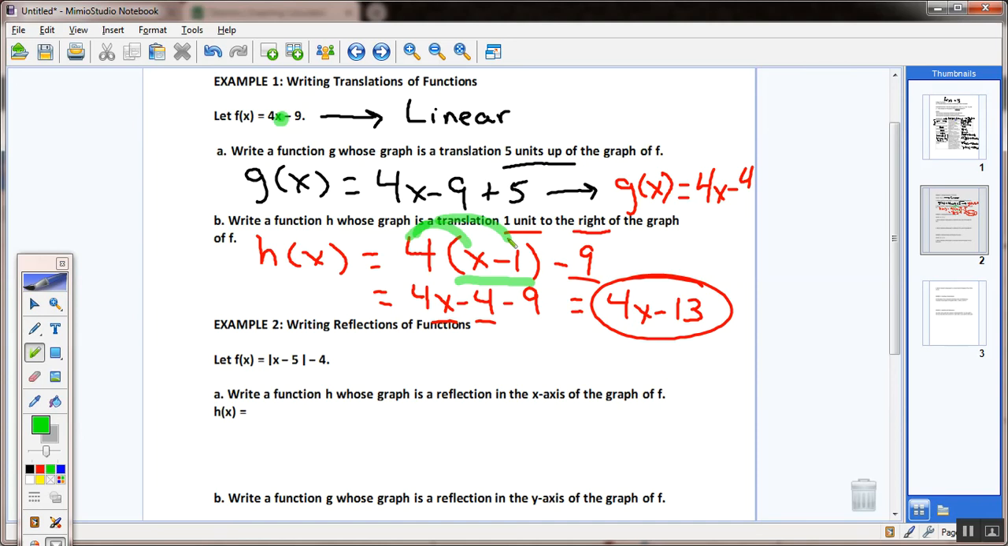All right, let's try example 2 here. First of all, parent function for me, kids. F of x is this function right here. What's the parent? Oh, in the absolute value. Absolute value, yep. Parent x function, minus 5, and then that ends and it's minus 4. Okay, so it says write a function h whose graph is a reflection in what, kids? X-axis.